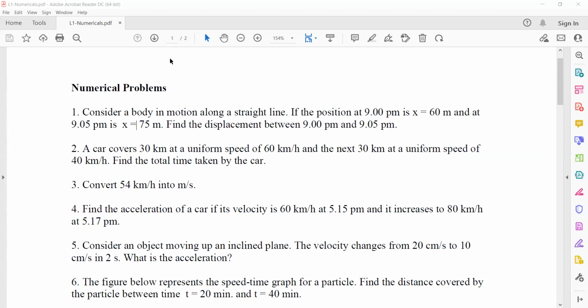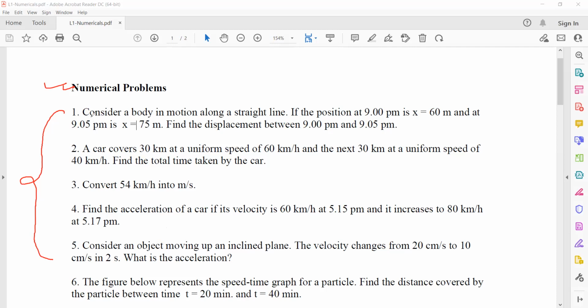So here we will learn about solving some numerical problems based on motion. I have written some questions here. You can see numerical problems. We'll try to solve 5 questions in this particular video, up to question number 5, and the rest of the questions will be solved in another video. So let us start with the first question.